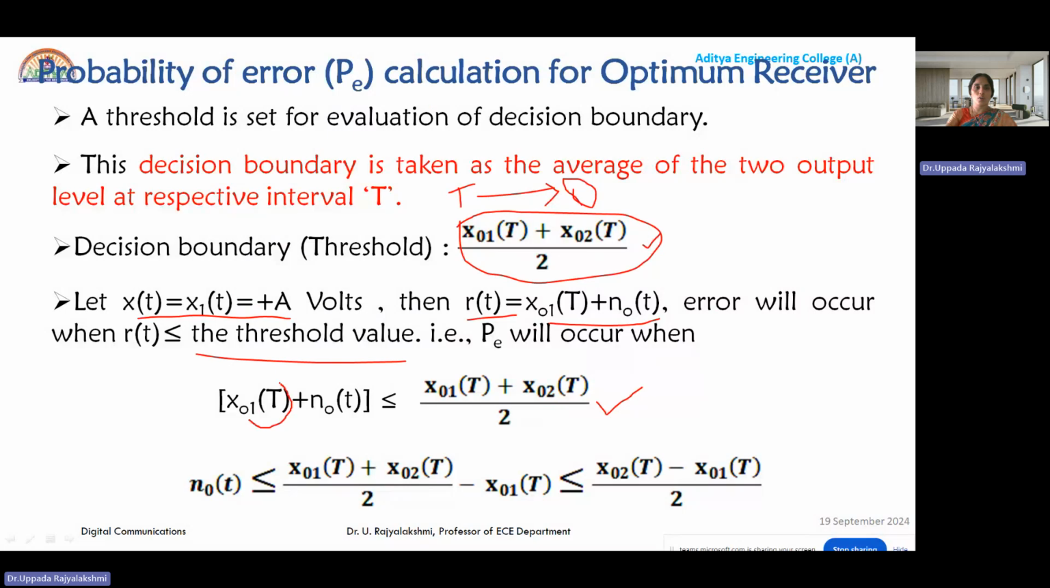So take this x0 1 of capital T to the RHS. Here remember that small t is a variable and capital T is the respective instant at which we are evaluating the signal. Therefore, n naught of t will be less than or equal to, here you have 2 in the denominator, so take the LCM, and you will get x naught 2 of t minus x naught 1 of t by 2 on the RHS.